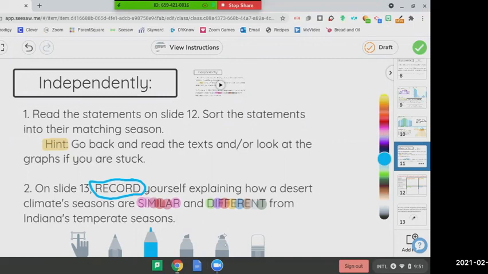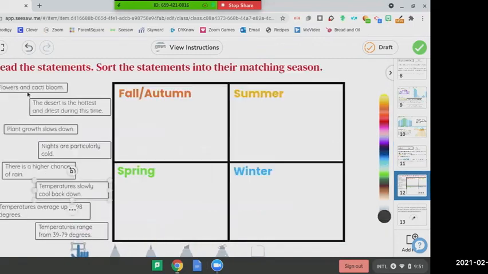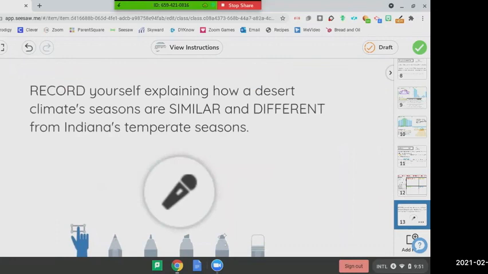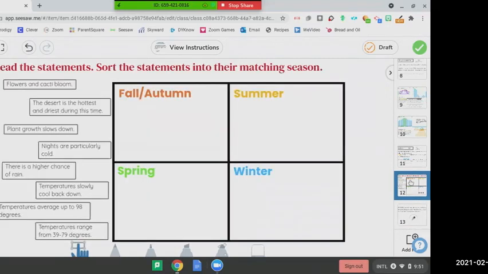Okay, so on slide 12, there are statements over here on the side. You're going to read them and decide, does that happen during the fall, the summer, the spring, or the winter? And you'll place those statements inside of each section, okay? On slide 13, you're going to explain how the seasons are the same and different in a desert from Indiana's seasons. That's your independent work for today.